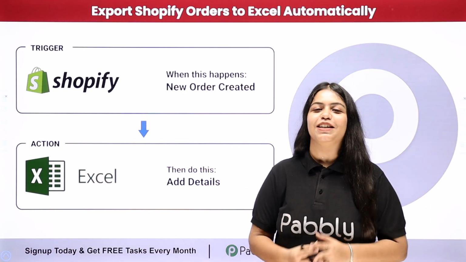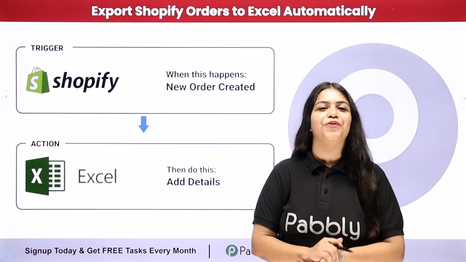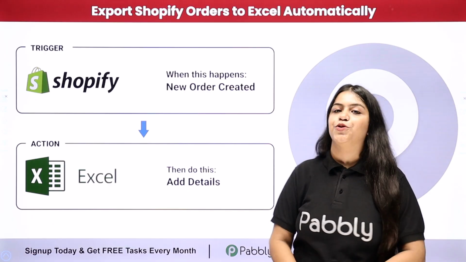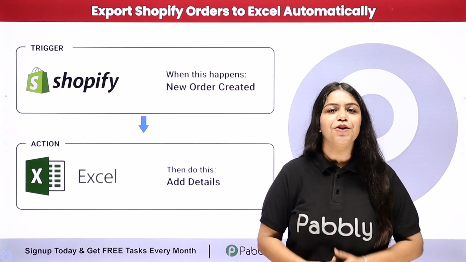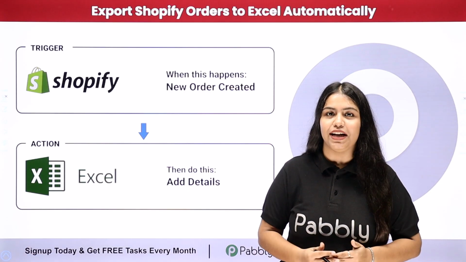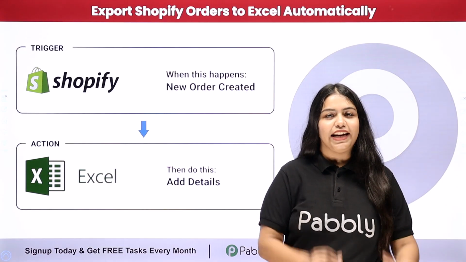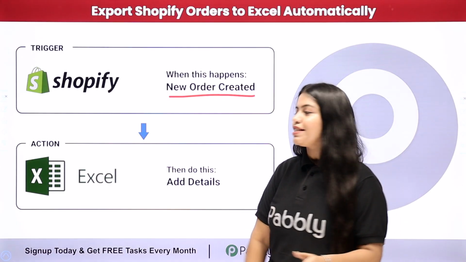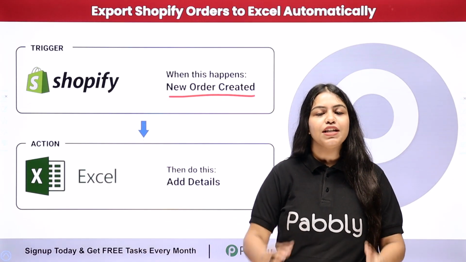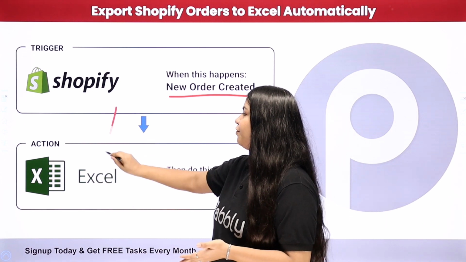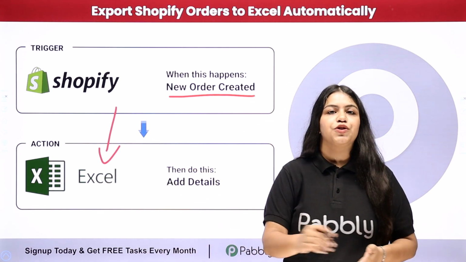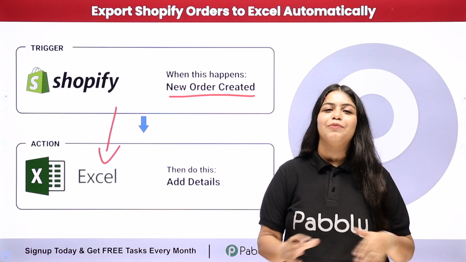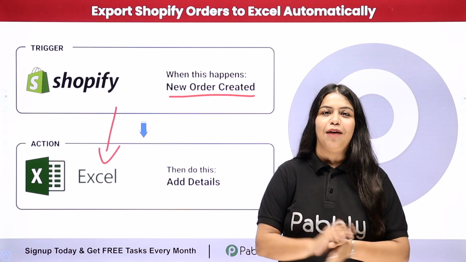So hello all, welcome back to Pabbly, and in this video we are going to understand how to export Shopify orders to Excel automatically. Like you, I also use Shopify to sell my products online, and now what I want is that whenever we receive a new order from Shopify, I want to add the order details into MS Excel. So to do this, we're going to create a connection between Shopify and MS Excel, and we're going to create this connection without knowing any programming or coding language using an amazing automation software which is Pabbly Connect.